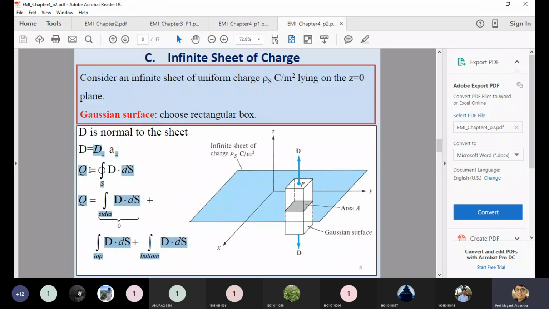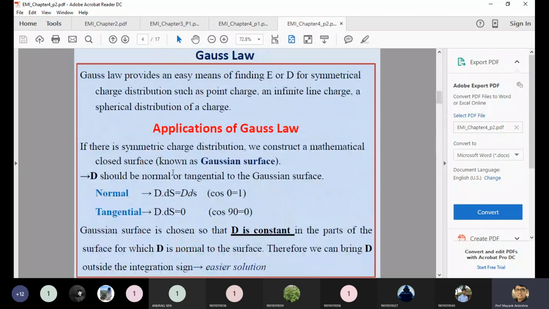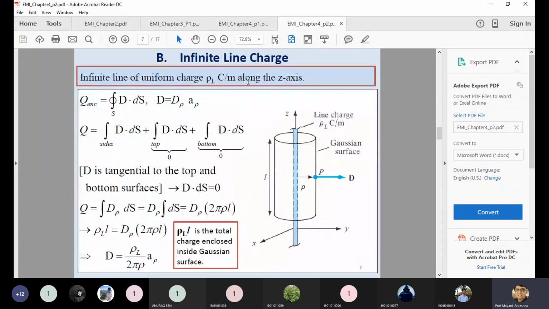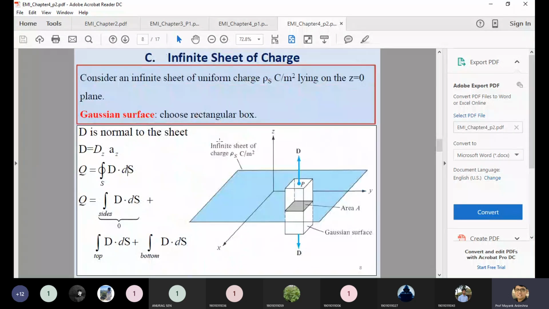Yeah. This is basically what? This is the Gauss law. You can see over here. This is the Gauss law. Psi is an electric flux which is equal to the number of charges enclosed by this particular surface. So you are following this mathematical equation.